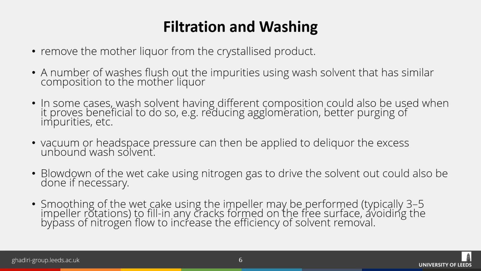During this process, smoothing of the wet cake using the impeller may be performed, and typically we're talking about 3 to 5 impeller rotations to fill in any cracks formed on the free surface, which could help avoid the bypass of nitrogen flow and increase the efficiency of solvent removal.